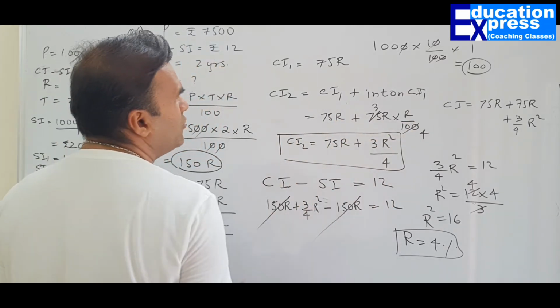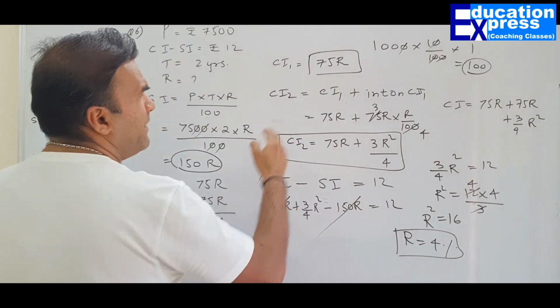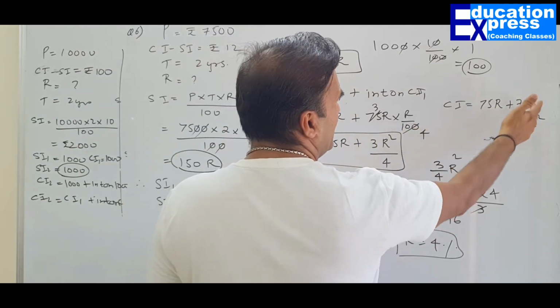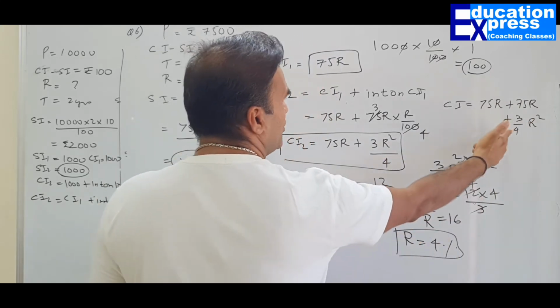This is my CI2. So the total compound interest earned would be CI1 plus CI2. Total compound interest, CI1 plus CI2: 75R plus 75R plus 3 upon 4 R square.